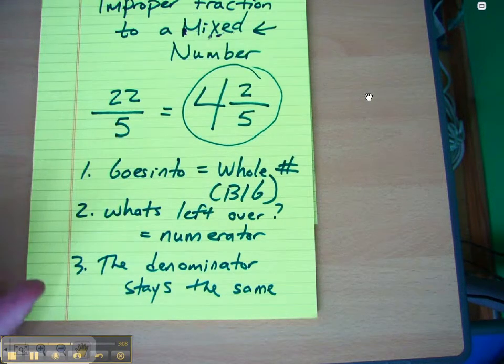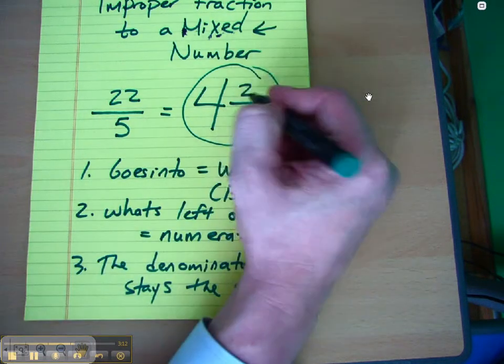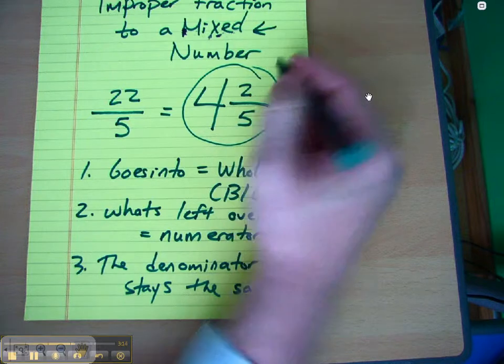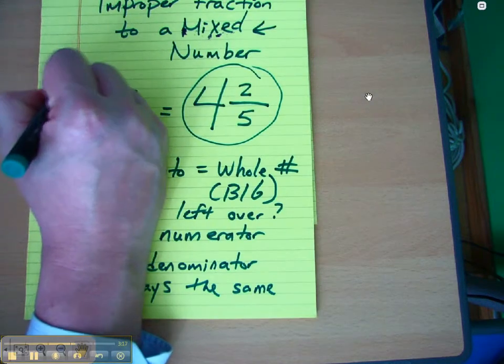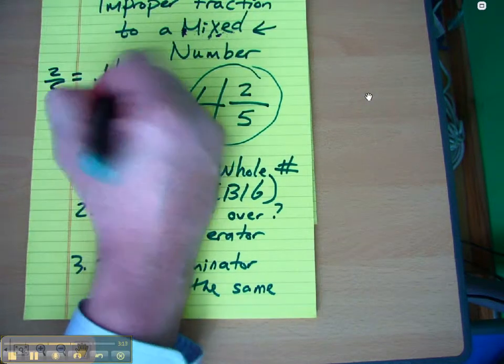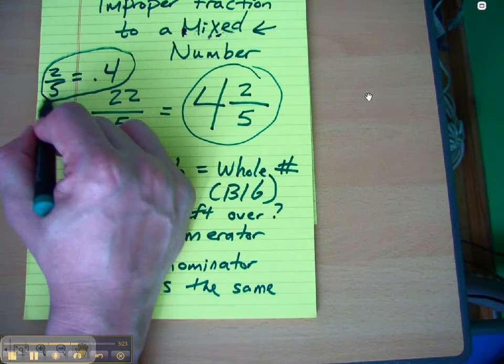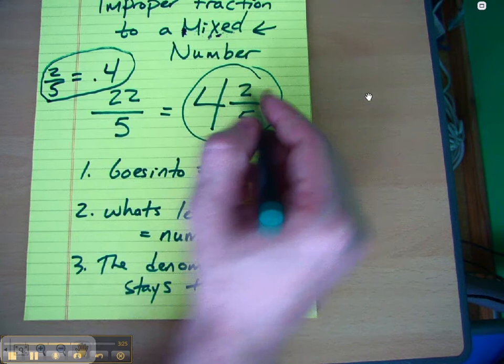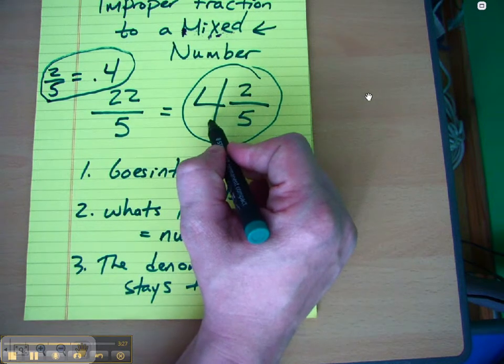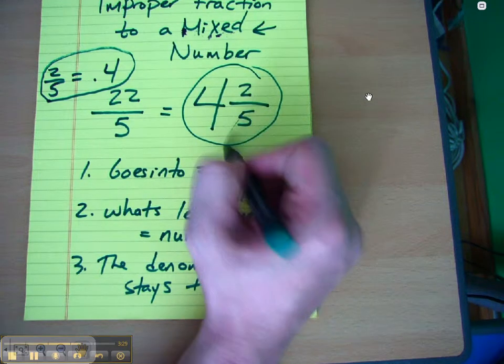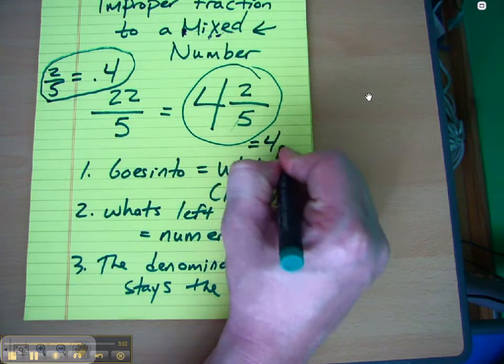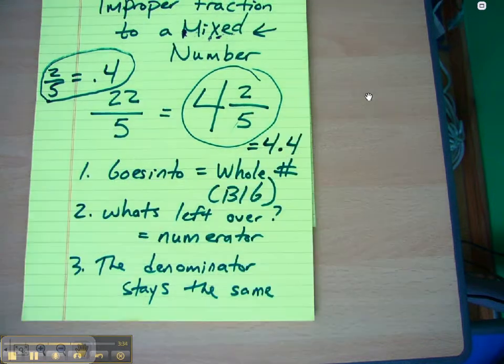And what's really cool about this is if you've memorized that 2/5 is the same as 0.4, remember I had you memorize all of those fractions. Why the heck did you have us do that, Mr. C? Well, because if you know that 2/5 is 0.4, then 4 and 2/5 is the same as 4.4. Man, that is a thing of beauty.